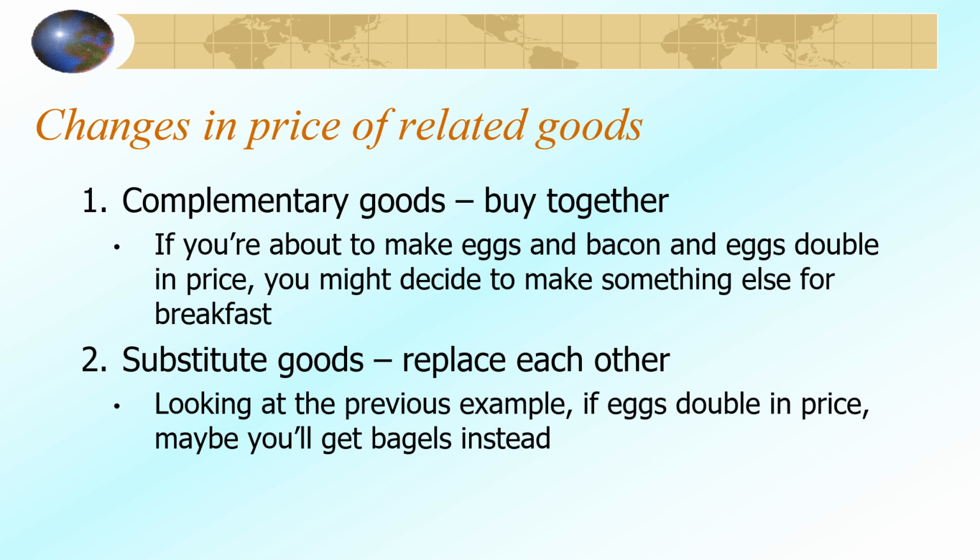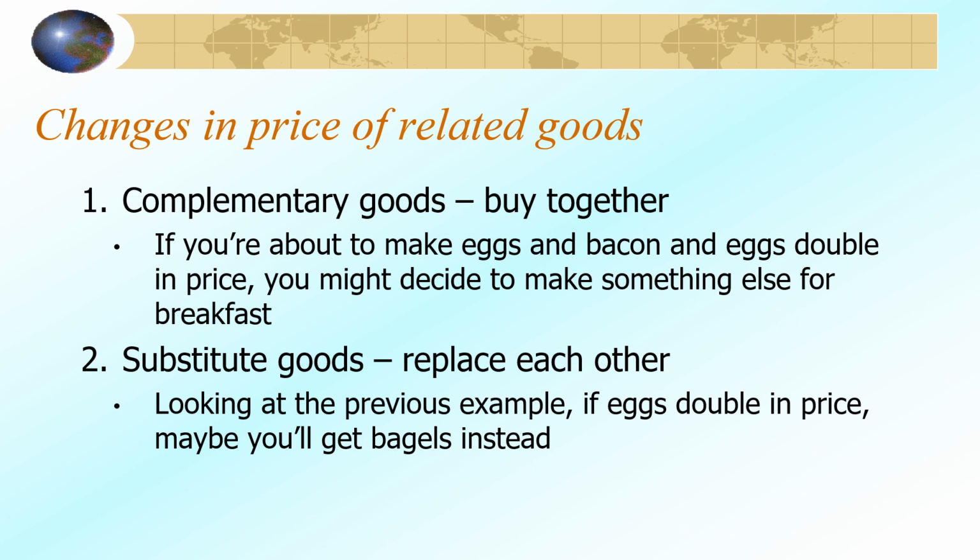Complementary goods you buy together. So in this example, I'm talking about eggs and bacon. And then substitute goods would replace each other. So usually for breakfast, people will buy bacon and eggs together. Or if you don't want bacon and eggs, maybe you'll get bagels. So I'm assuming, and maybe you're weird and you like all three at the same time. You're not weird, actually. There's nothing wrong with you. But some people like all this at the same time. These are assumptions that I'm making to simplify the example.